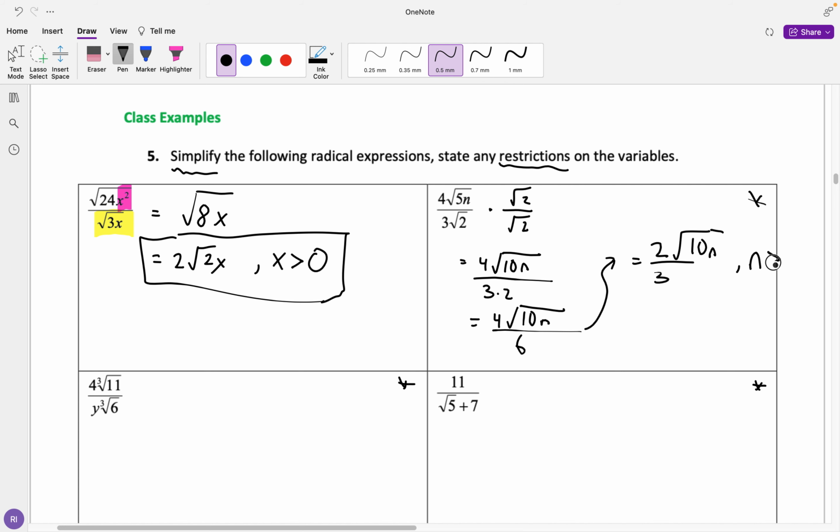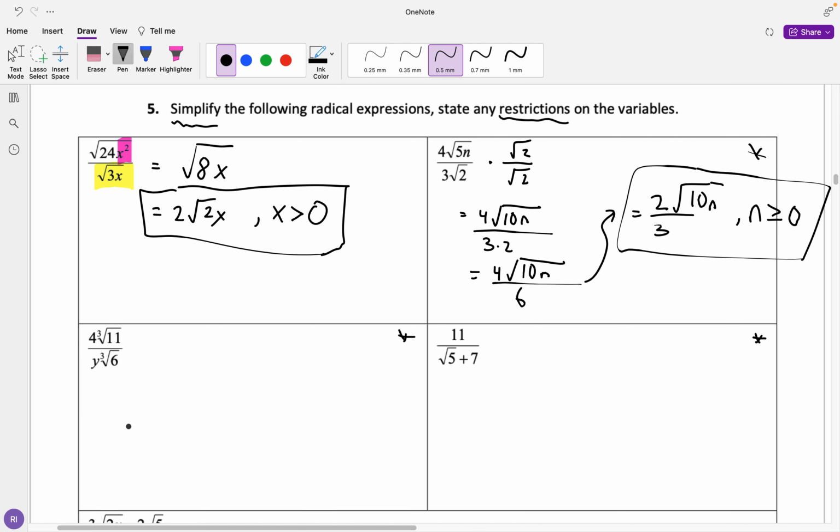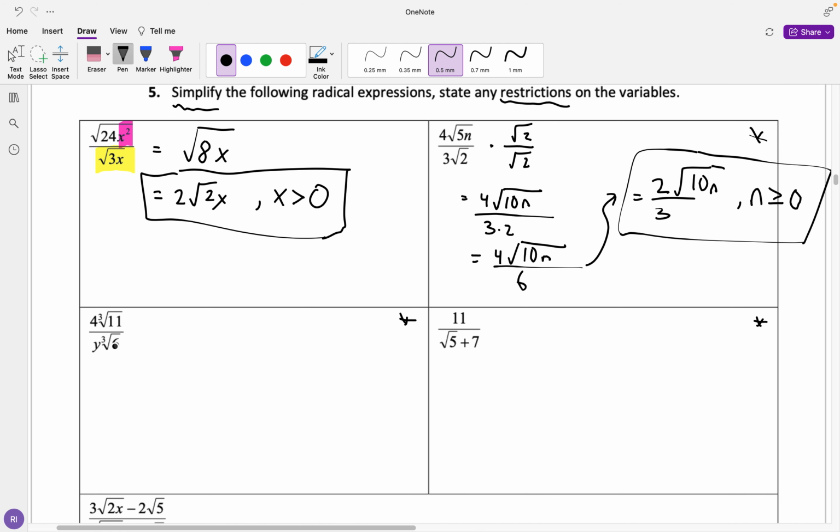N has to be bigger than or equal to 0. This next one, we're just practicing rationalizing when the index is a cube. So we're multiplying by our sneaky 1. Cube root of 6 squared.